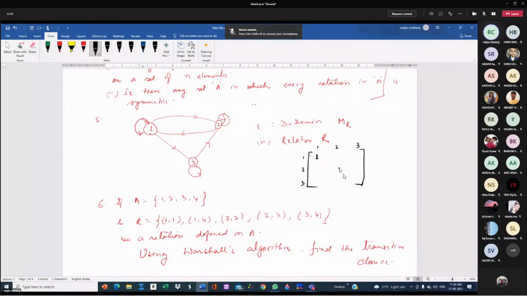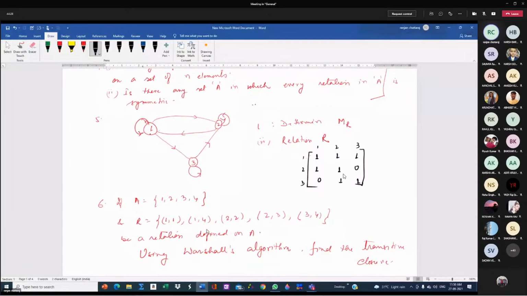Now 1 is related to 2, and again 2 is related to 1. And what do you see? 1 is related to 3, and 3 is related to 2. Nothing else. That means it is not symmetric. Yes, sir. What is not symmetric?